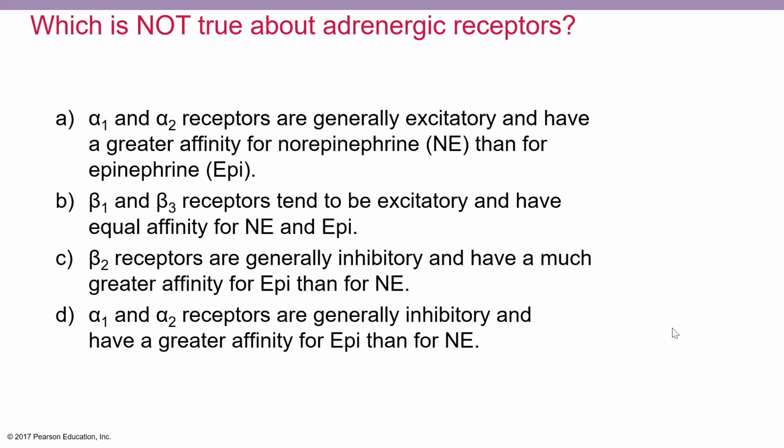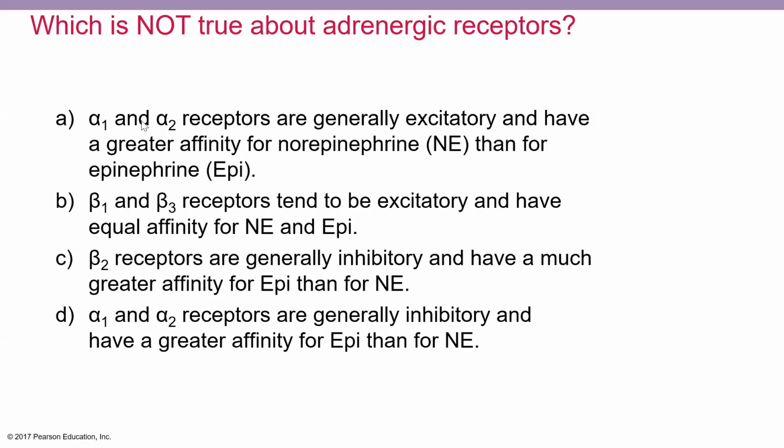So which is not true about the adrenergic receptors? And we had an overwhelming response for D. So let's take a look at D. Alpha-1 and alpha-2 receptors are generally inhibitory and have a greater affinity for epinephrine than norepinephrine. Okay, so that is correct because that is not true, right?